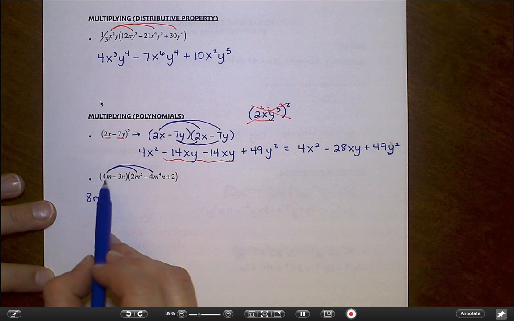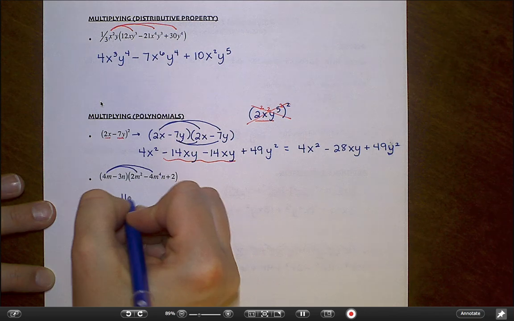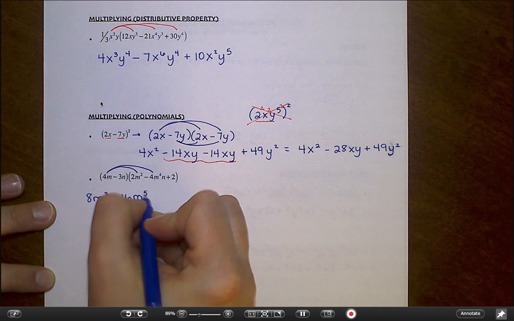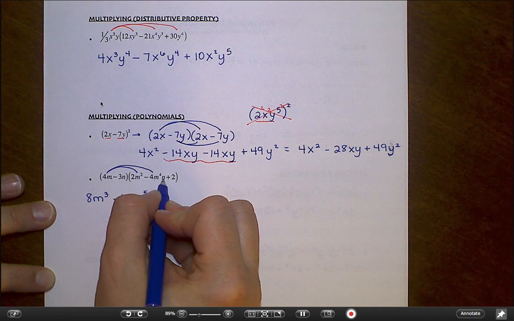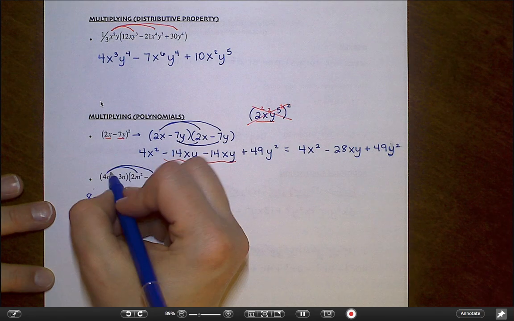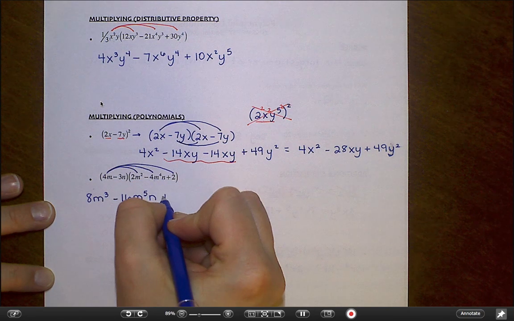So go real slow here. 4 times negative 4 is negative 16. m times m to the fourth gives m to the fifth. I don't have an n here, so I just keep the n from this one. And then my last one would be the 4m times the 2, which would just leave me with 8m.